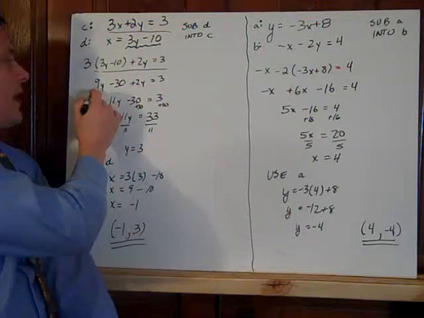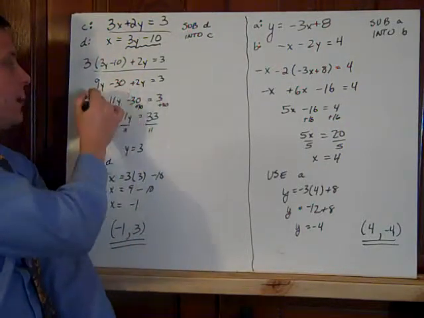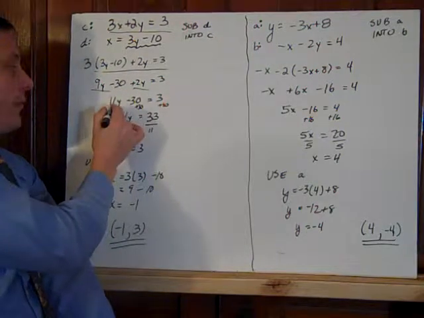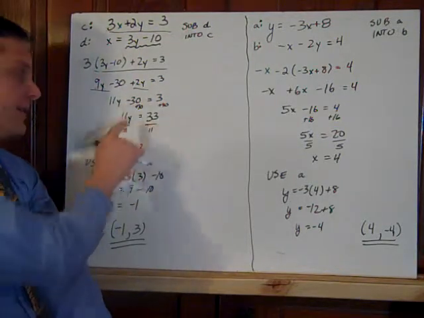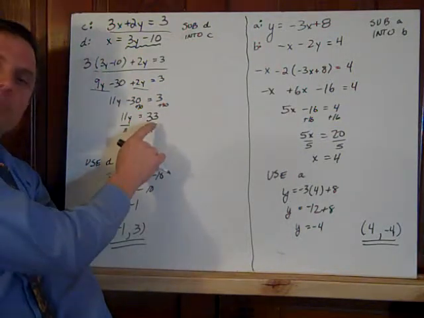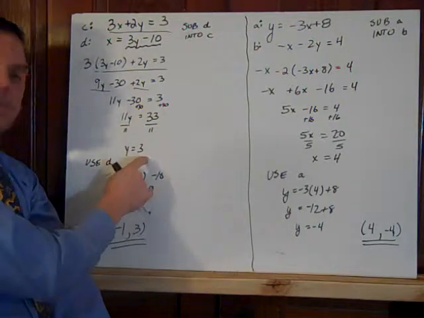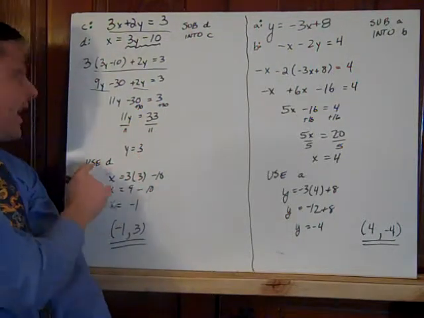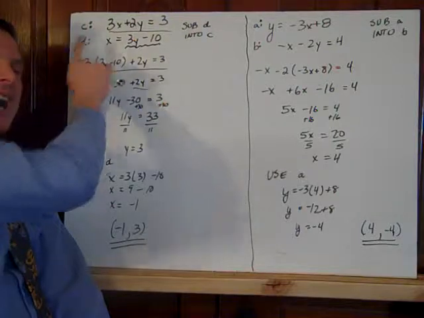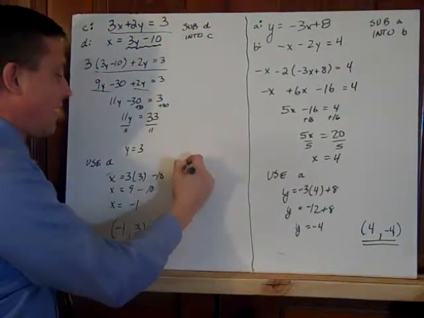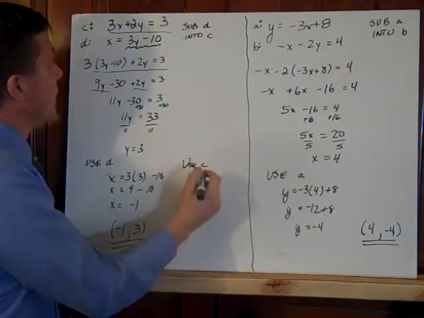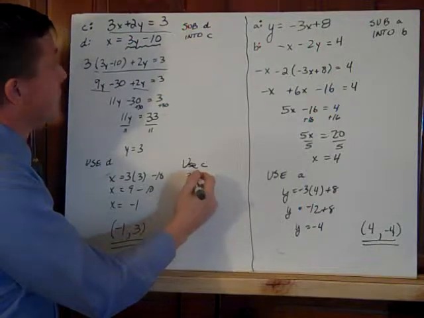Now I have 9, I distribute, I combine like terms, 11y minus 30, add 30 to both sides. You get 11y equals 33, which all of us know means that y is 3. I use the equation D. I could have used equation C. If I use C, it will still work because both lines are true.